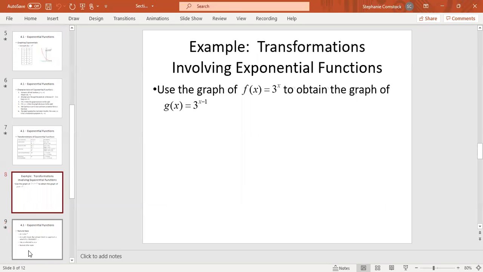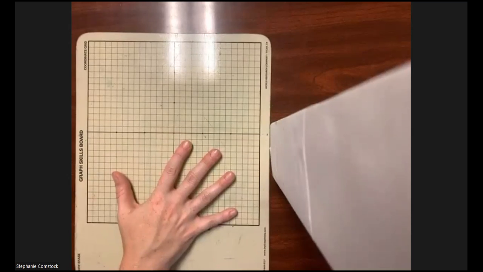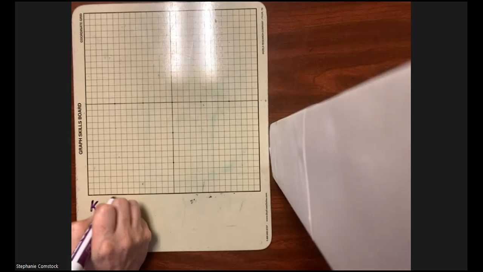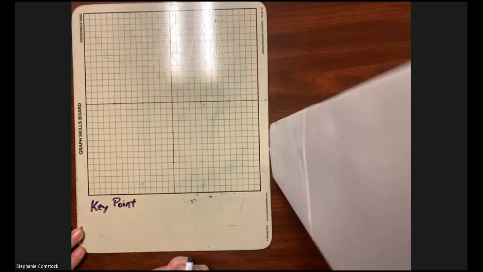So let's take a look at this particular one, okay? And I'm going to show you a technique for how I tend to do these. So here is my grid space. Now, there are a couple of key points that I use, so I'm going to make note of these. These are what I'm going to use to help me create my graph.